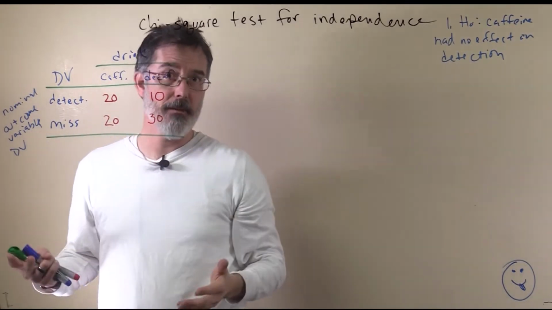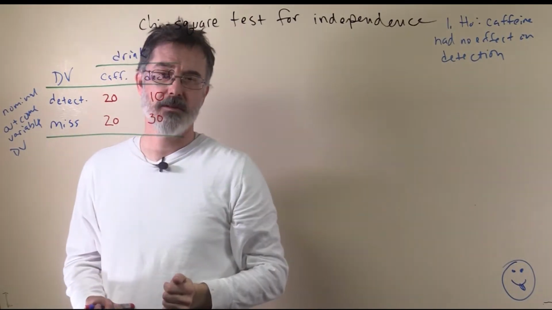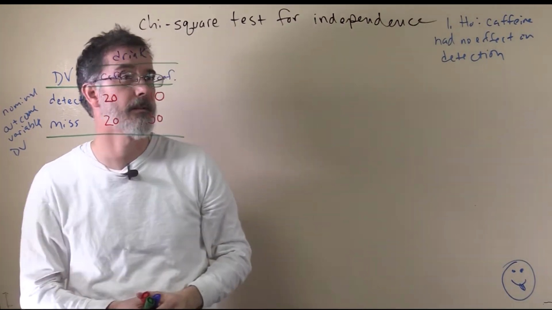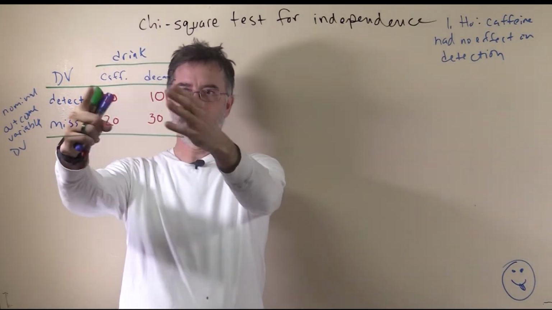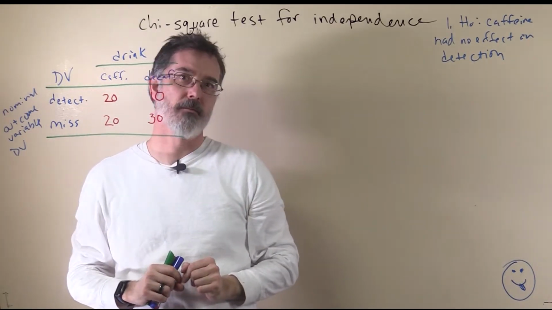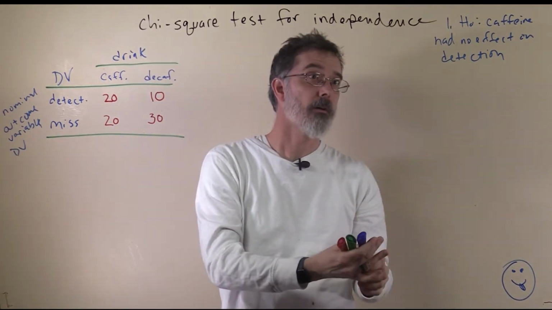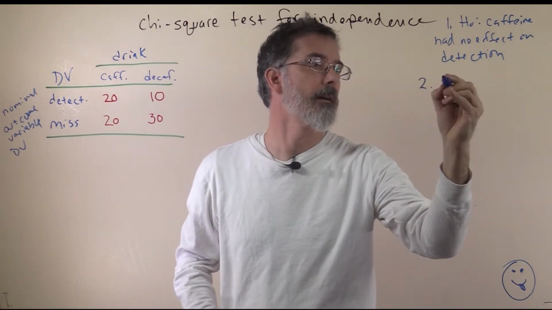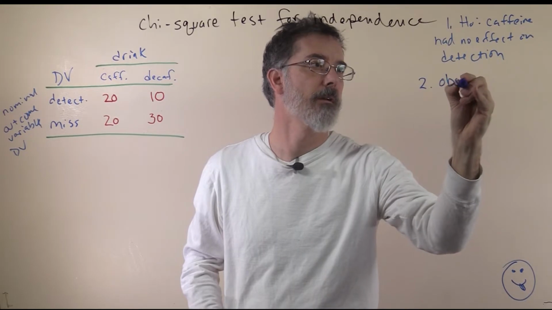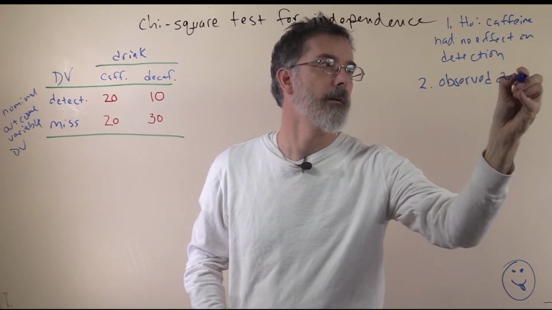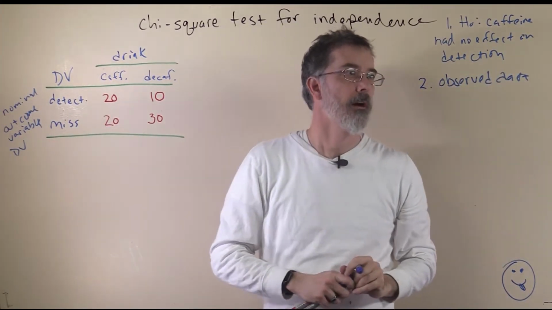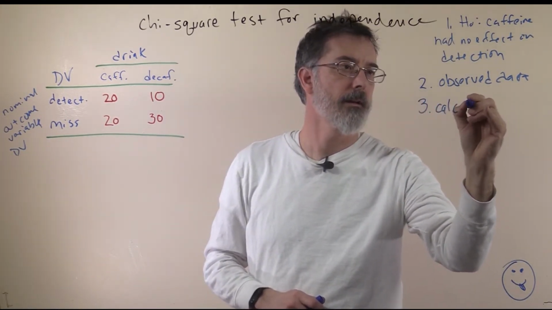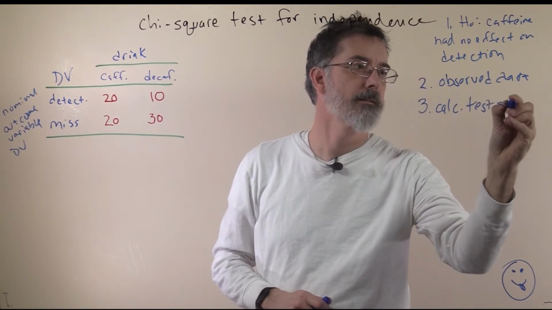But could random sampling explain this pattern of observation? So chi-square tests allow us to test that null hypothesis, that there's no relationship and that this pattern could just result from random sampling. So our second step here was, look at our observed data. So that's this here. All right, and the next thing we're going to do is calculate our test statistic.